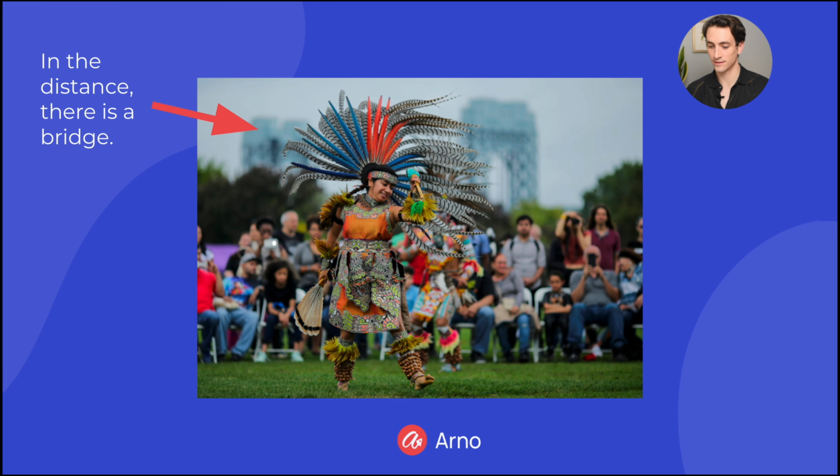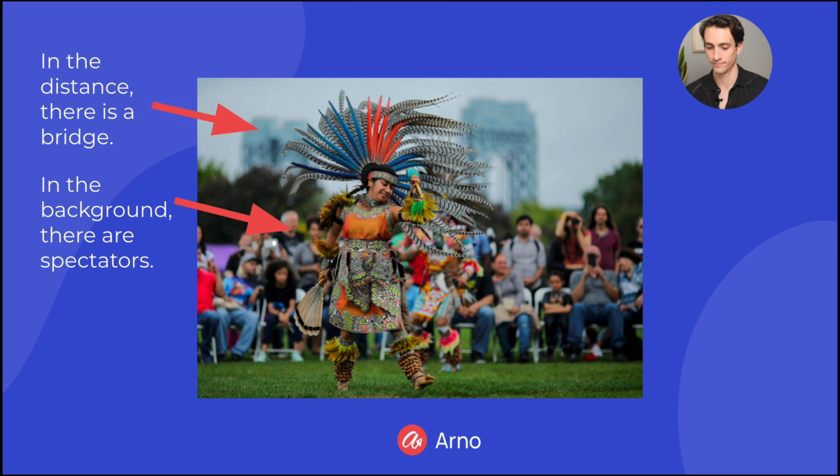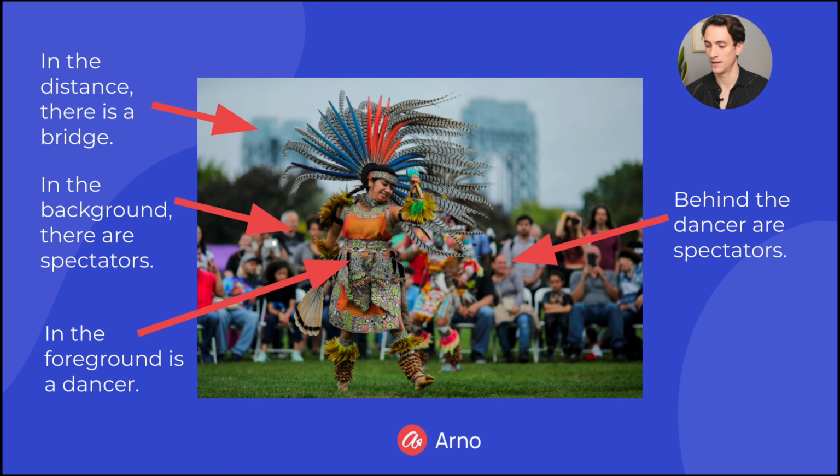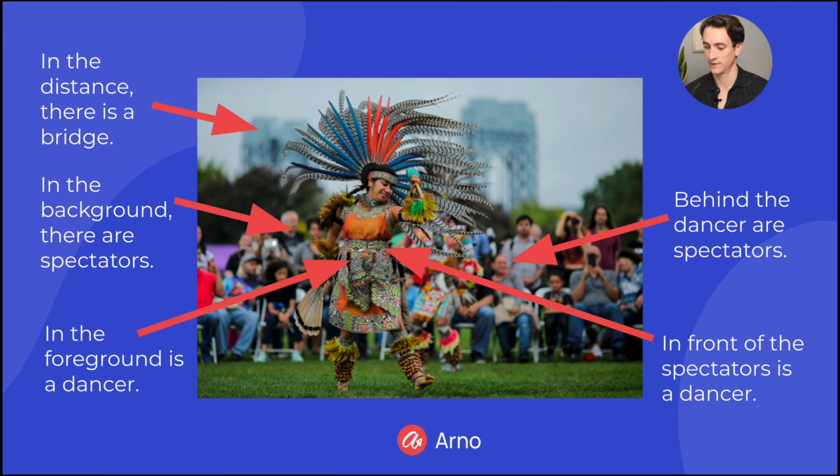In the distance, there is a bridge. In the background, there are spectators. In the foreground is a dancer. Behind the dancer are spectators. In front of the spectators is a dancer. In the center is a dancer.